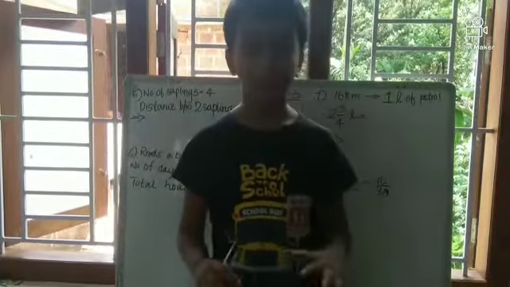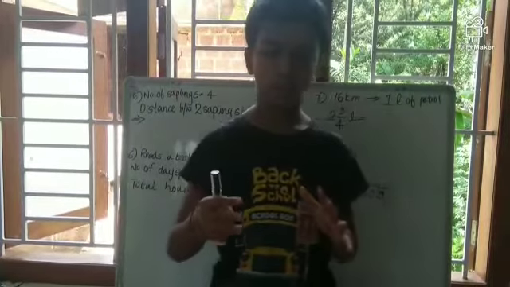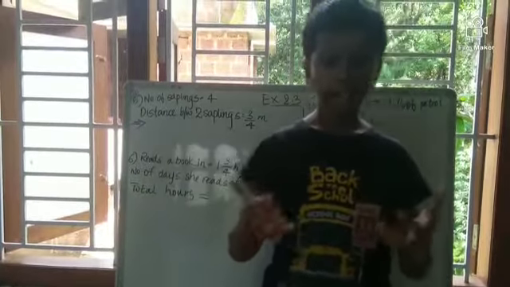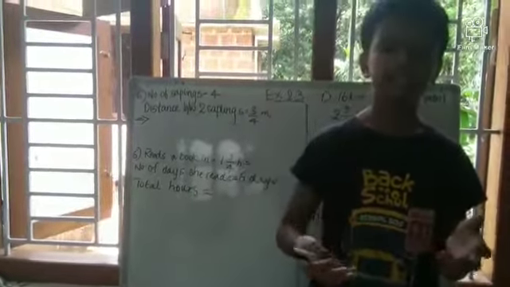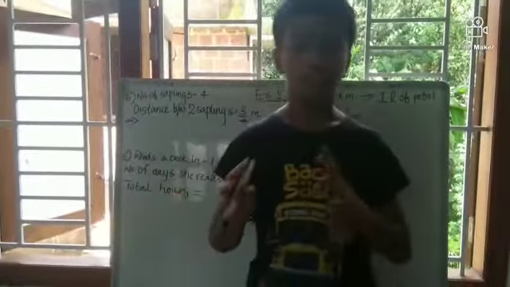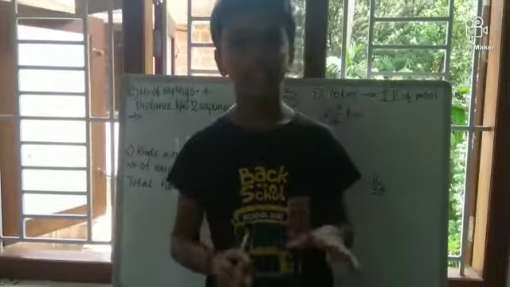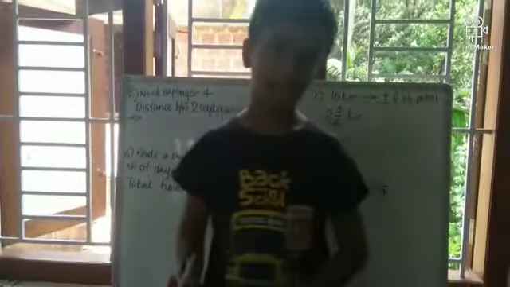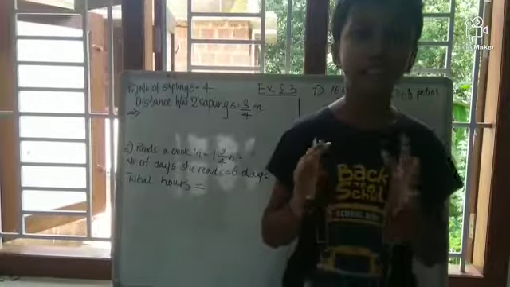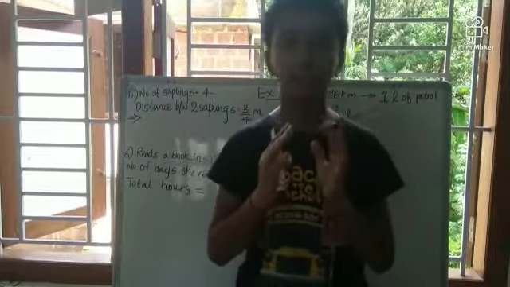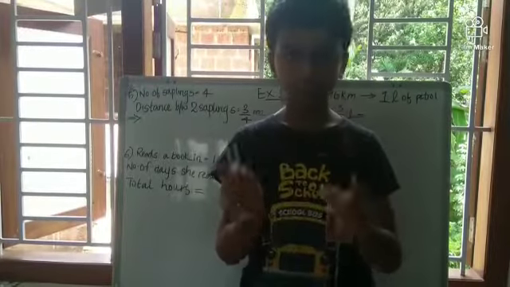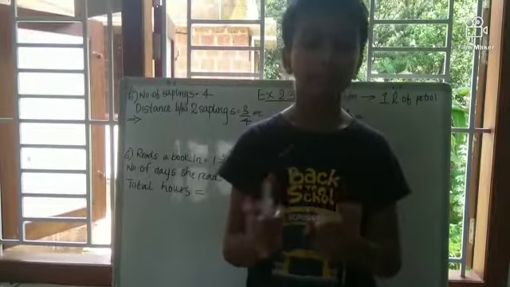Okay. Sally plants 4 saplings in a row in her garden. The distance between two adjacent saplings is 3/4 meter. Find the distance between the first and the last saplings. Okay, we have to find the distance between the first and last sapling. The distance between the first two saplings is 3/4 meter.